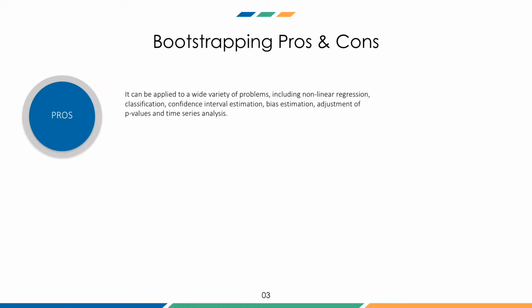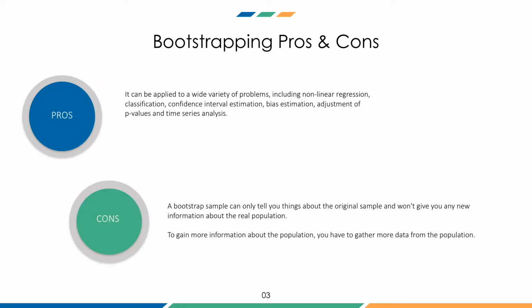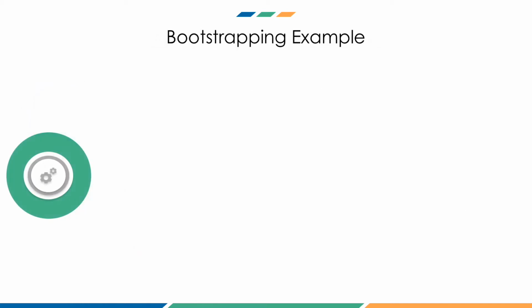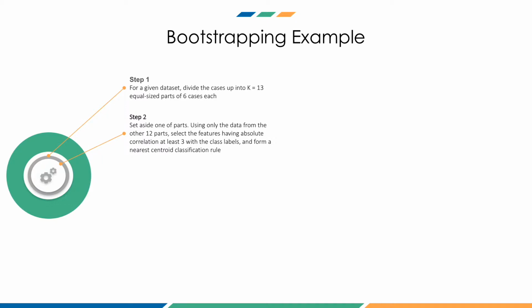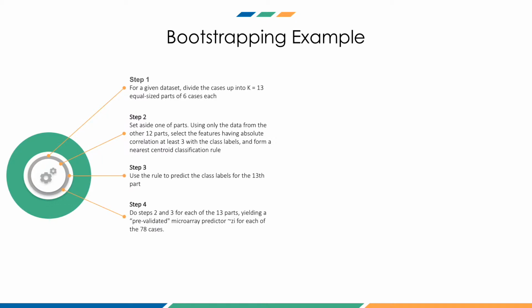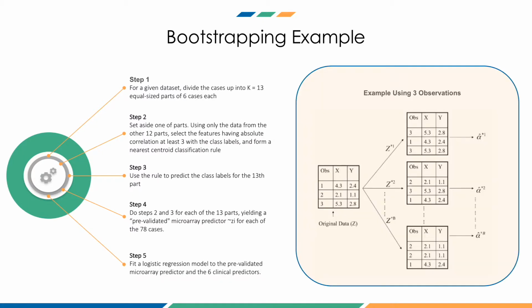The pros of bootstrapping are that it can be used in multiple models from linear regression to unsupervised methods. The con is that it relies heavily on a sample, and if this sample fails to capture the information from the population, we have a problem. Here is an example of bootstrapping.